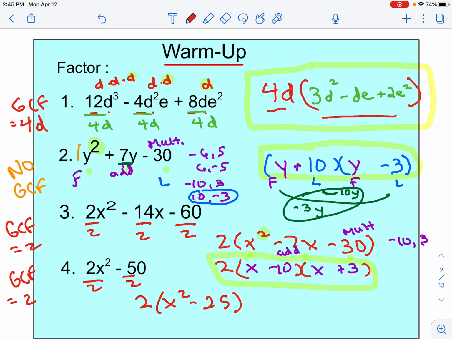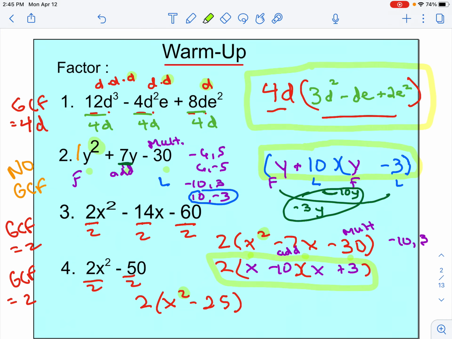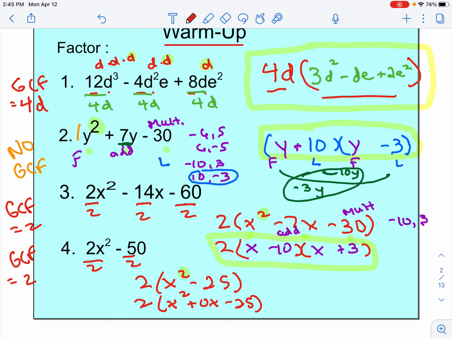Now that does not look like a quadratic trinomial, but it really is, because we have a quadratic, and our trinomial part, we don't have a middle term, but we could have rewritten this as x squared plus 0x minus 25. And so with this type, we are still looking for 2 numbers that multiply to negative 25, but they add to 0, and that is where we would get 5 and negative 5. So completely factored, this would be 2 times x plus 5 and x minus 5.